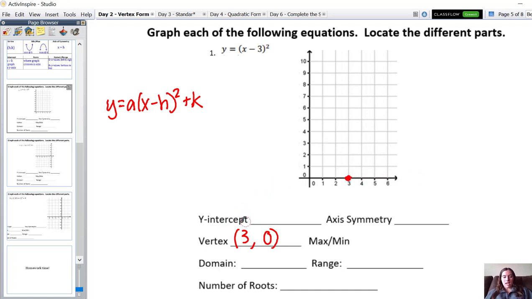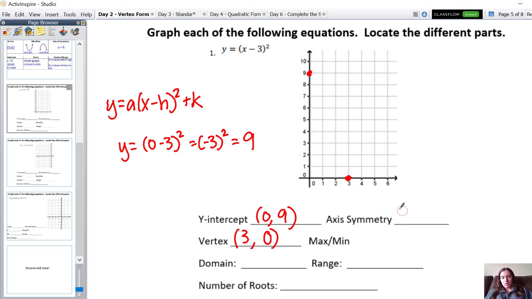Now I'm going to find the y-intercept. The y-intercept is where x is equal to 0. So if I substitute 0 in for x here, I have y equals (0 minus 3) squared. And then we're going to do PEMDAS. Inside the parentheses first we have 0 minus 3, which is negative 3, squared. A negative times a negative is a positive, so now we have positive 9. So our y-intercept is at the point (0, 9), and we can go ahead and plot that.